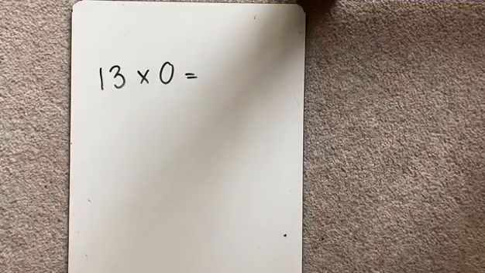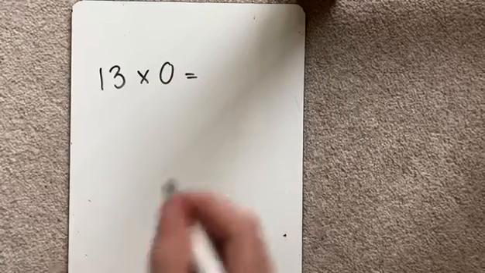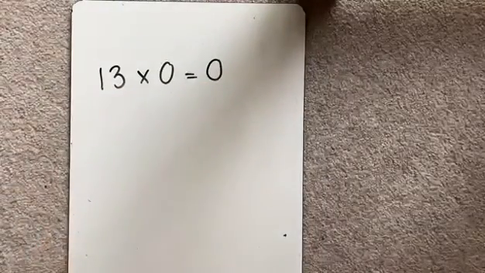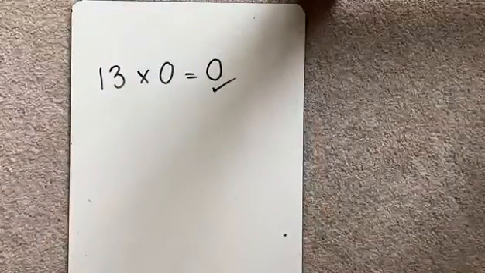Okay, so the first one is 13 times 0. So hopefully you remember that if you multiply a number by 0, you will always get the answer 0. So give yourself a tick if you managed to get that one right.